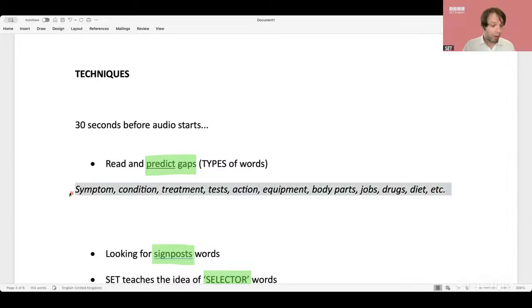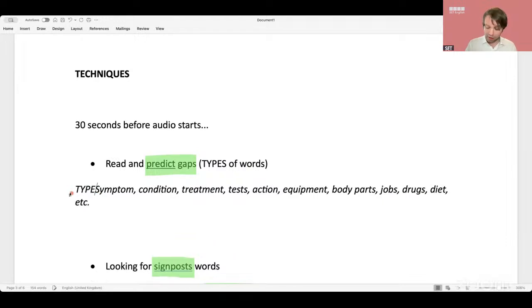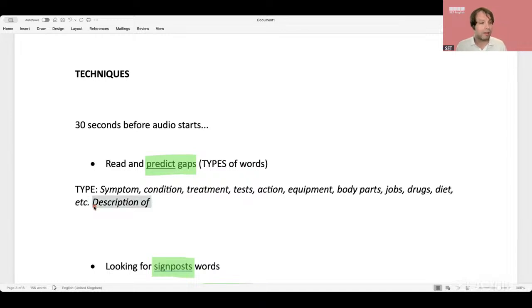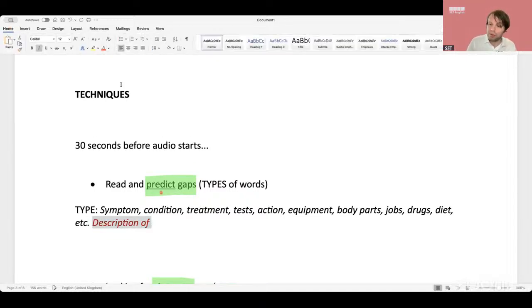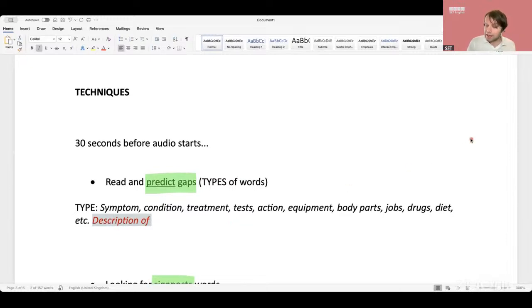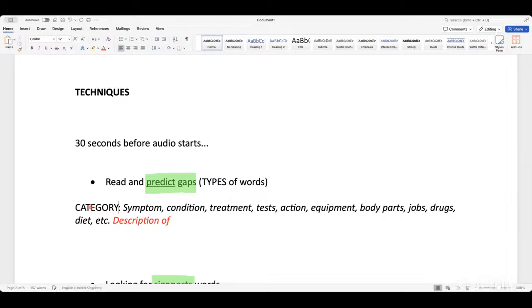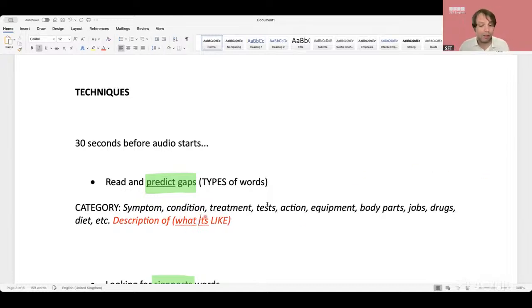The most common thing that maybe you didn't already realize is description of. This is a special type of thing we can predict. Maybe not everyone realizes this unless you study OET. Christina, what is the description of category? How it looks, describe. So what it's like. There are lots of examples today, guys, of this.